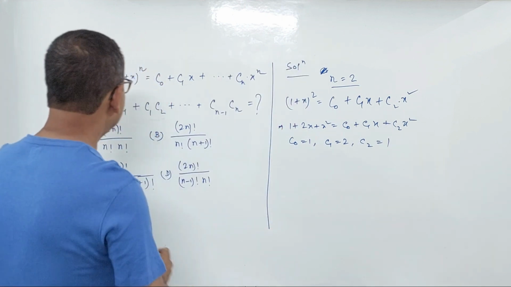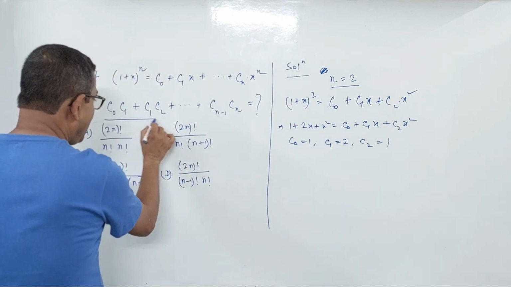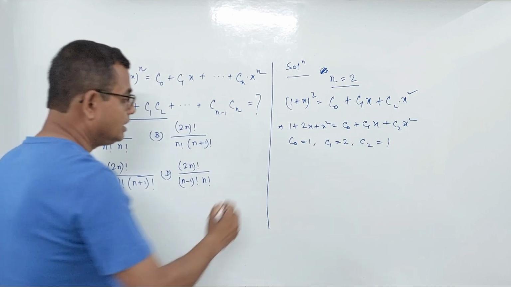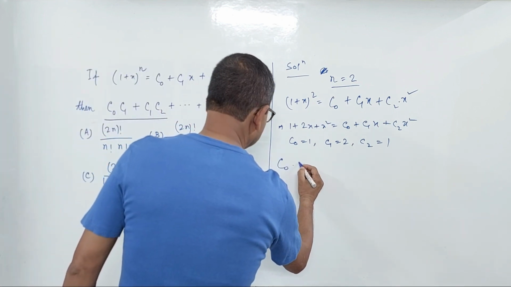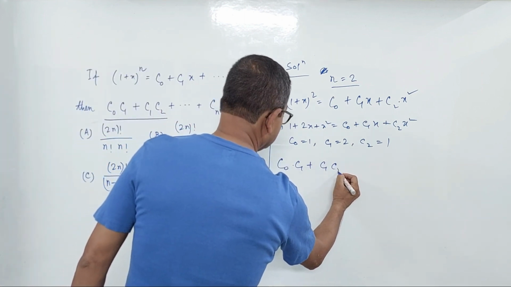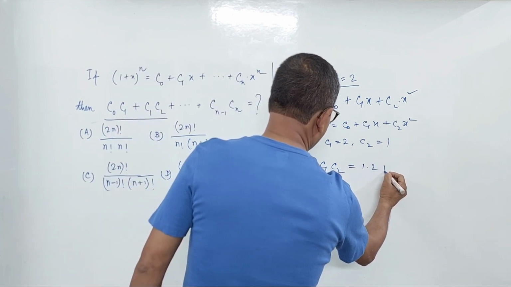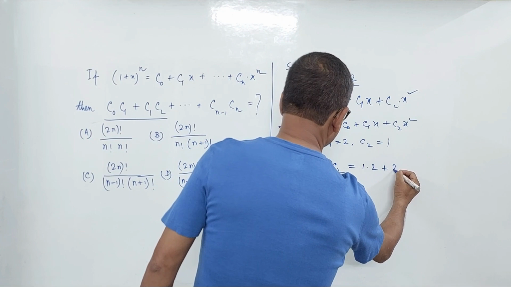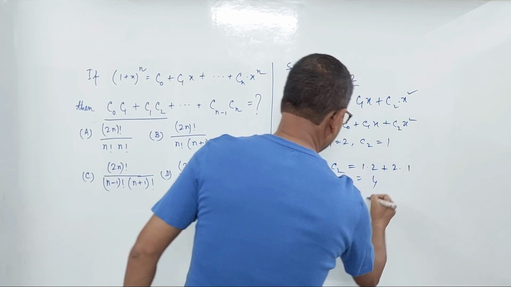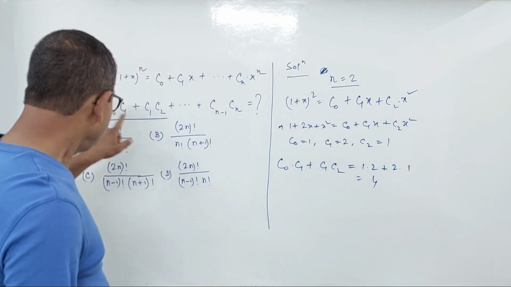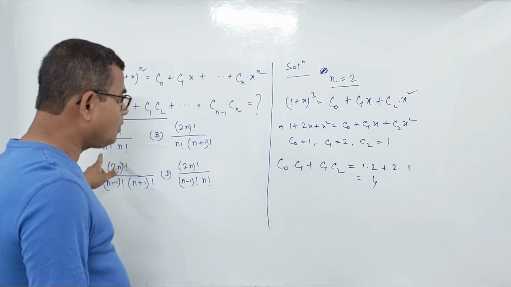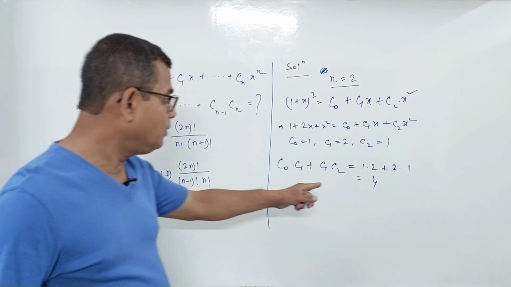Now if we take n equal to 2, we have to find the value of these two terms. So c0 c1 + c1 c2 equal to 1 into 2 plus 2 into 1, that is we get 4 here. Now we have to check which of the following 4 options gives the value 4 for n equal to 2.